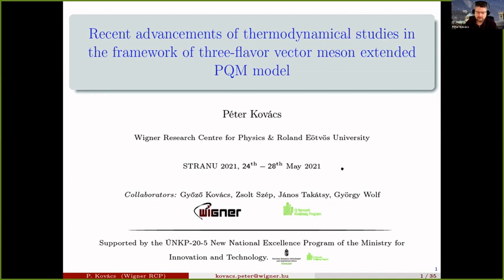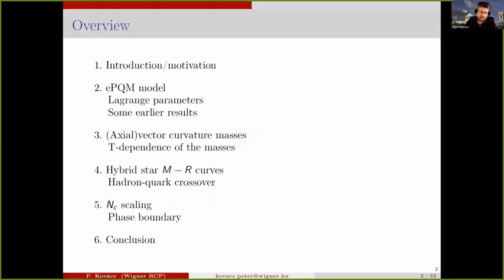Here you can see an outline. There will be three parts, basically three different topics. First, the axial vector curvature methods, which I will only talk about very briefly because Győző in the next talk will talk about this in detail. Then the hybrid star, which we can get with our model, and some large Nc properties which we are working on right now.